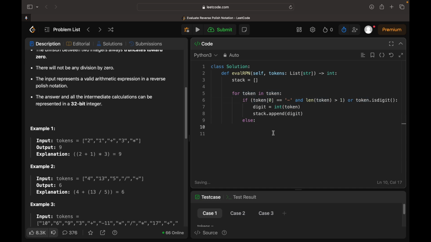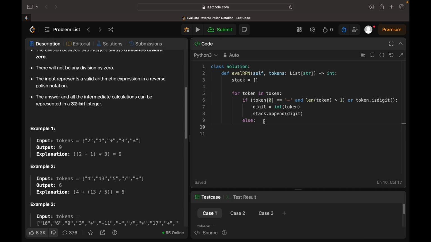And if this is not the case, then we have an operator. Sorry, an operand. I don't know why I'm getting confused with it. This is an operand. Now if we reach the else condition, we've reached an operand. And if we've reached an operand, we just need to get the -1 element and -2 element.